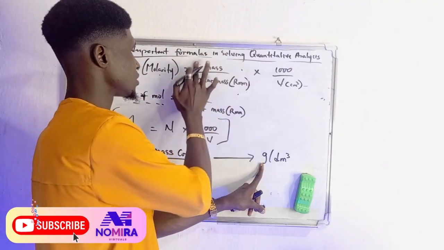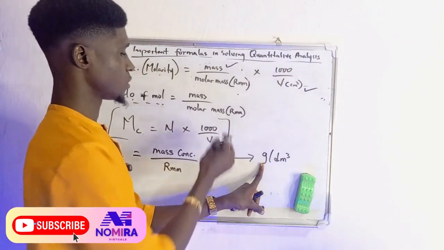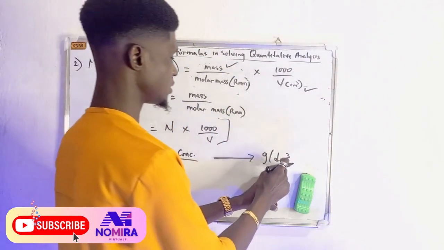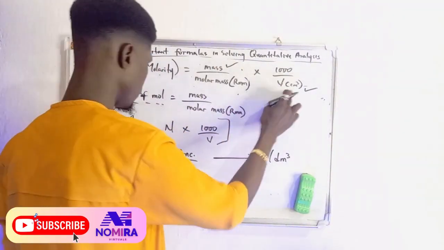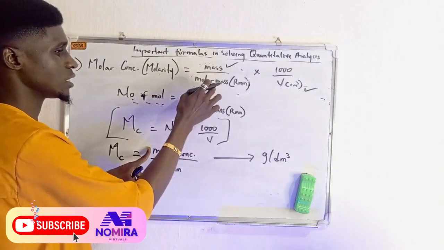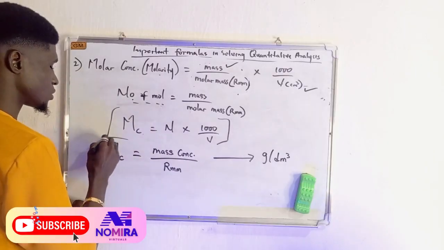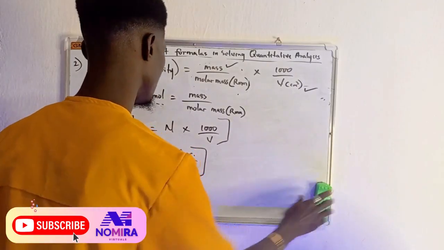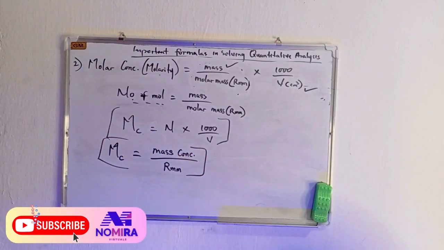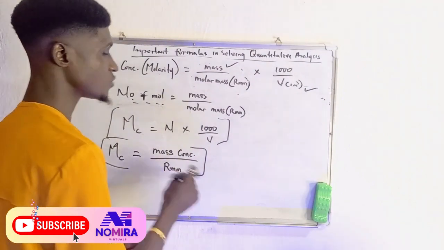over volume. G is for mass. You can see that the d is for volume. So we have mass over volume inside this mass concentration. Then this molar mass remains where it is. Okay? So this is another possible formula we will be adopting in solving questions involving quantitative analysis. Now the question is, this molar mass we have been calling relative molecular mass.